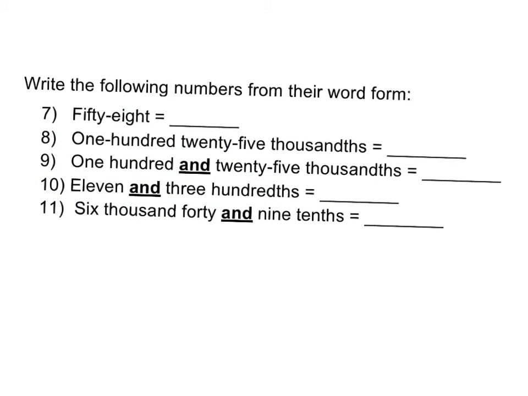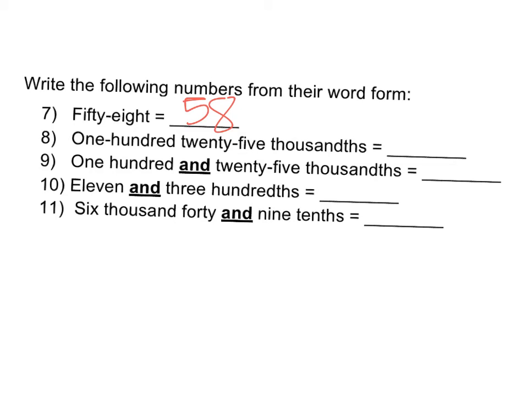All right, so for this we are going to be writing the numbers from their word form into numerals. So we're going to do a couple together, and then I want you to do some on your own. Let's do number 7. Let's write the number 58. That one's easy. 58 will be written here. There's no decimals. That one was pretty simple.